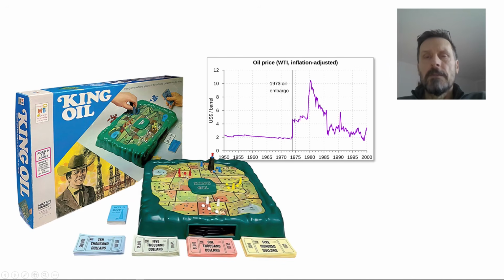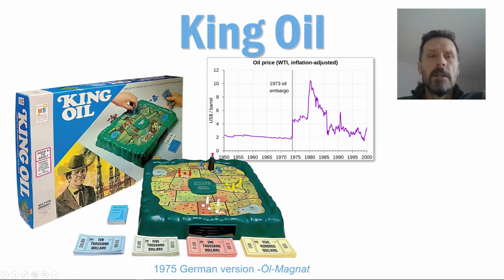Players abandon dice for action cards and this hidden mechanical clockwork. Success hinges on precise risk management and resource allocation, where players must deduce the underground oil patterns to outdrill and bankrupt their rivals. This is King Oil.